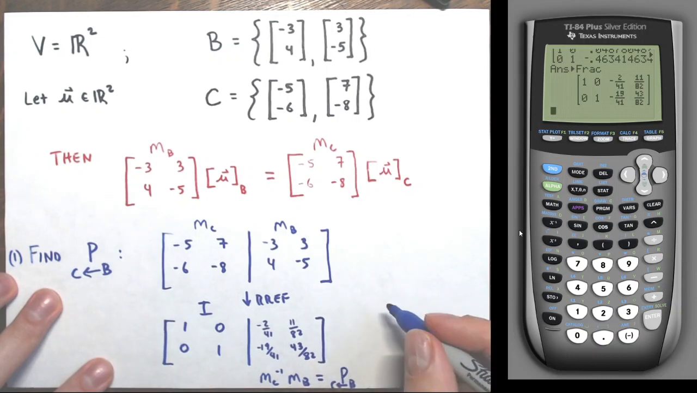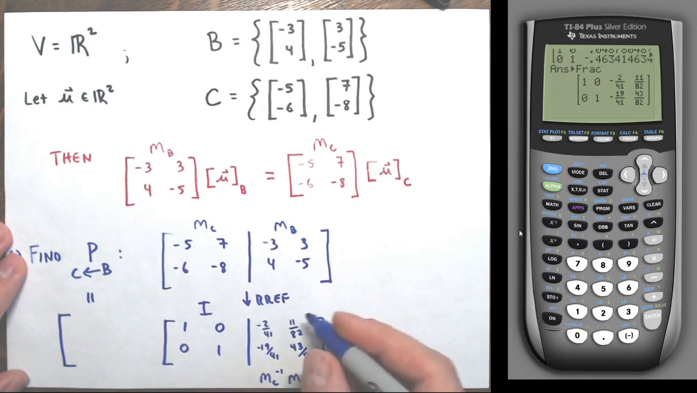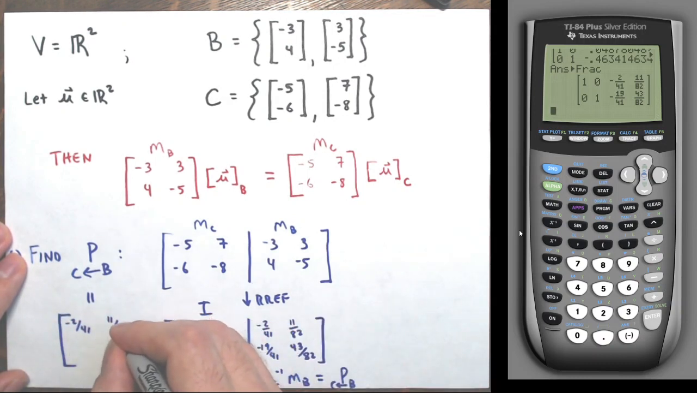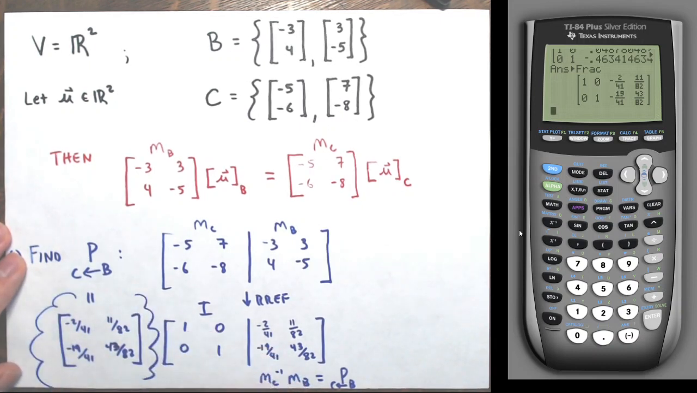All right, so that's it. So this matrix here is this guy: -2/41, 11/82, -19/41, and 43/82. All right, so this is what I'm going to use. Again, because the fractions are a little nuts with the weird, big denominators, 41, 82.